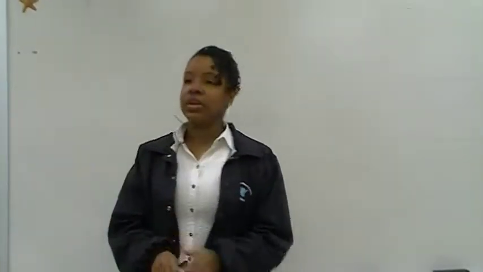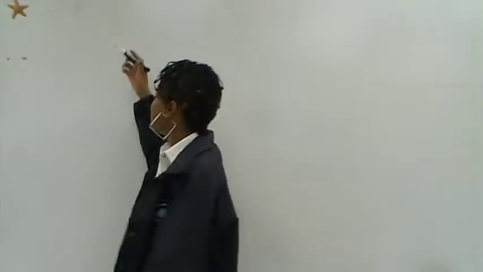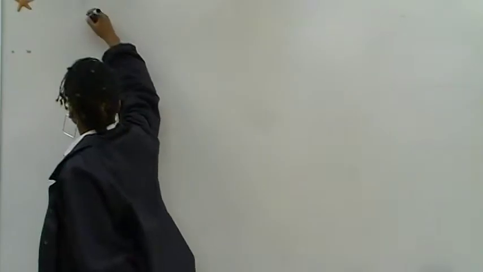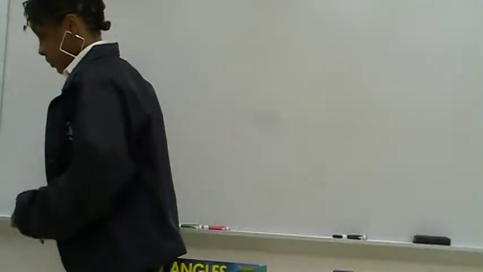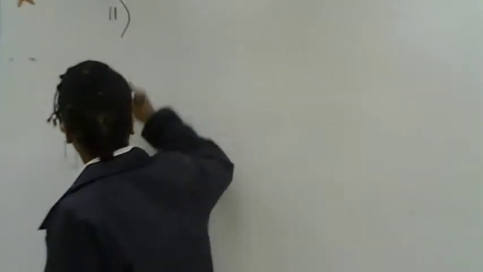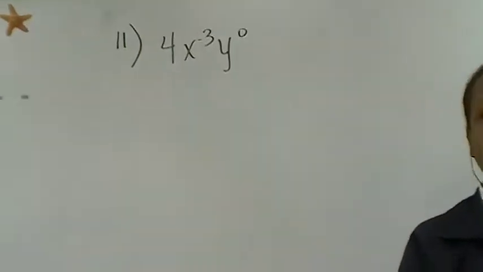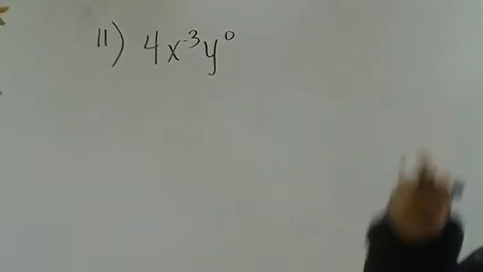Okay, page 191, number 11 is where we at. Let's do number 11. It says 4 times x to the negative third, y to the 0. Mira, Lucia.